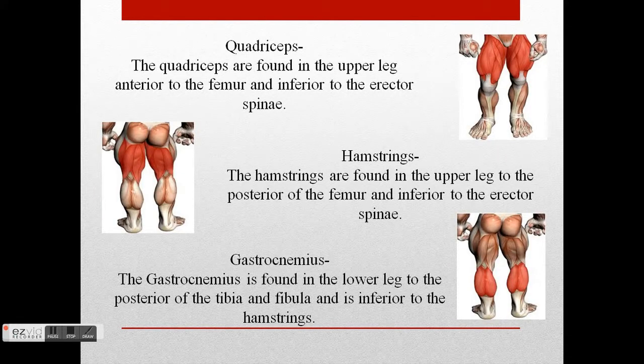The quadriceps are found in the upper leg, anterior to the femur and inferior to the erector spinae. The hamstrings are found in the upper leg to the posterior of the femur and inferior to the erector spinae. The gastrocnemius is found in the lower leg to the posterior of the tibia and fibula and is inferior to the hamstrings.